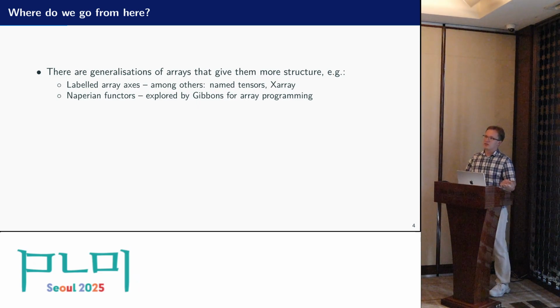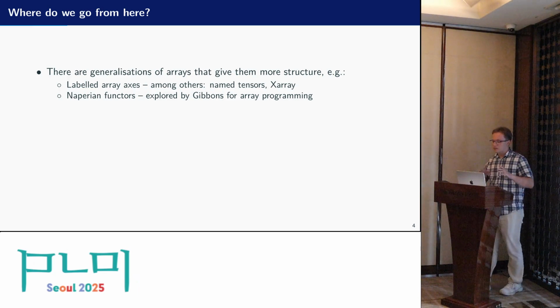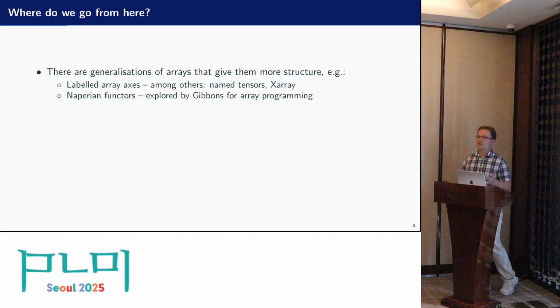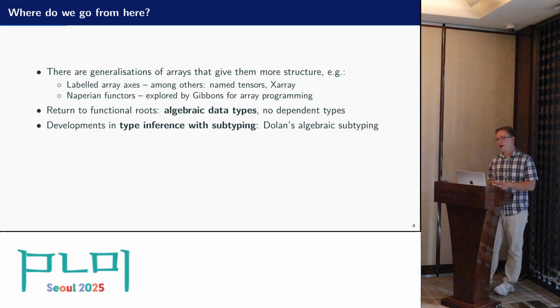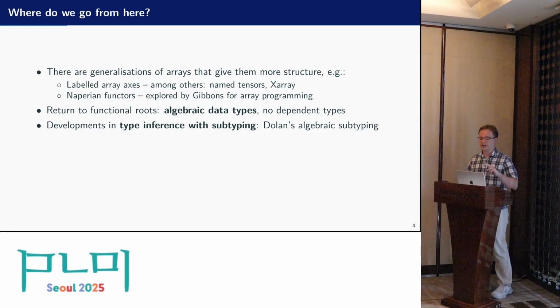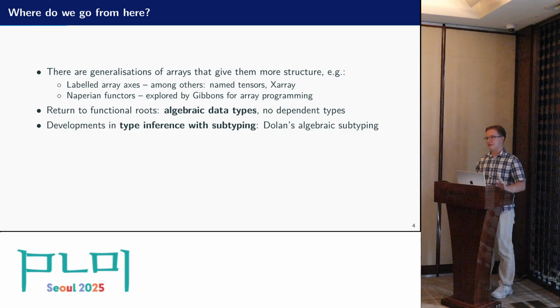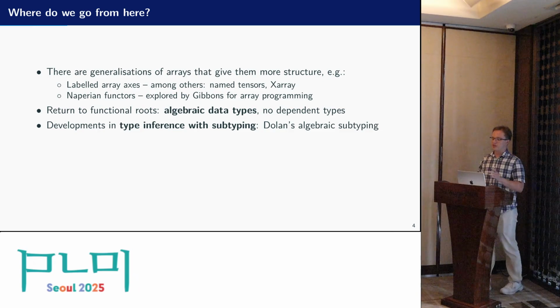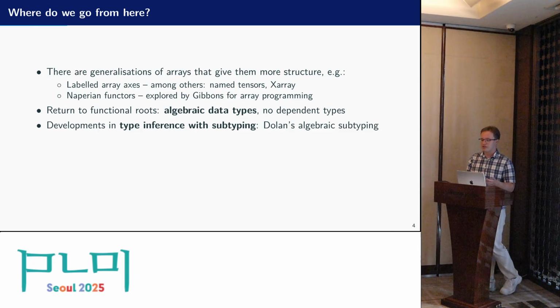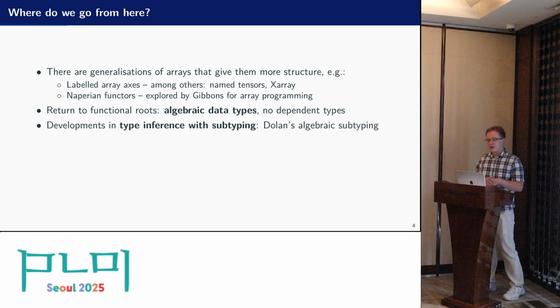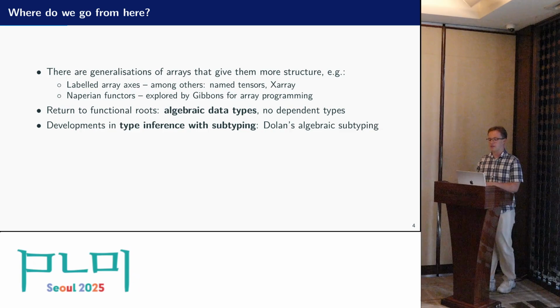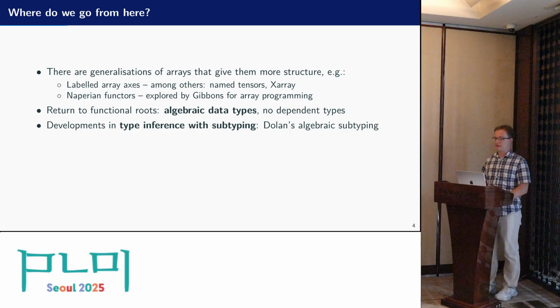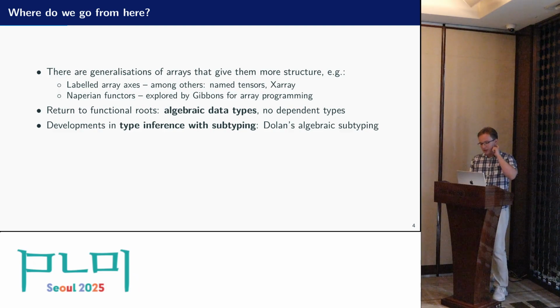So what can we do about this, and how can we address this? What I look towards is generalizations of what array structures can be, so more than just n-dimensional arrays. Two particular sources of inspiration for me are labeled array axes, which come up in libraries from the Python ecosystem. One is called named tensors, labeling dimensions of arrays, and another one is xarray. And another one is Napierian functors, which is the idea to generalize what an array as a container is. And this is explored by Jeremy Gibbons with array programming and applicative programming in the paper.